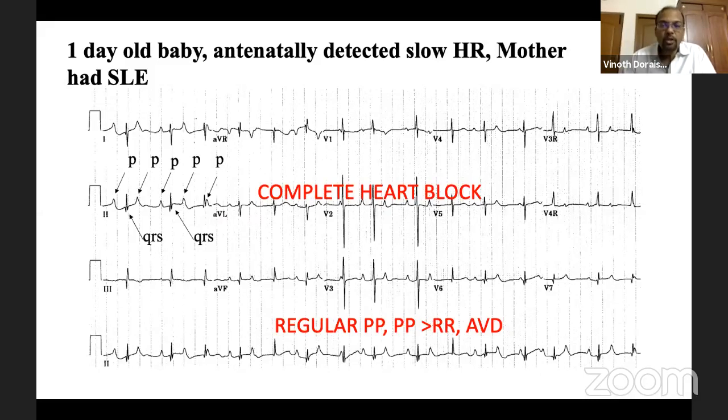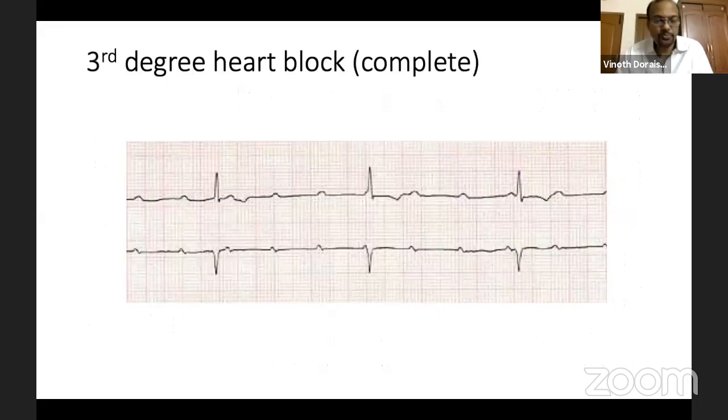So we know that mothers who have SLE, their antibodies can go across the placenta during pregnancy and affect the fetal conduction tissue. So this is one of the commonest causes of fetal heart block. For mothers having SLE, each fetus has a 3% risk of having a heart block, and each subsequent fetus has almost an 18 to 20% chance of having a heart block.